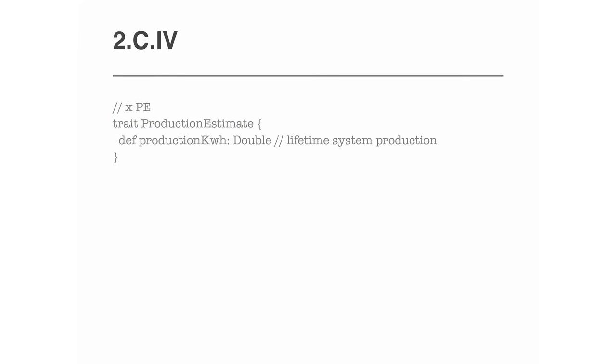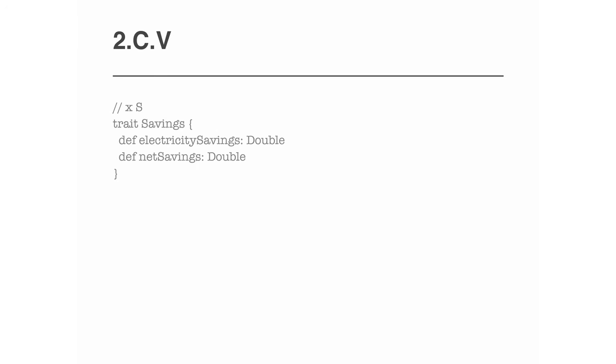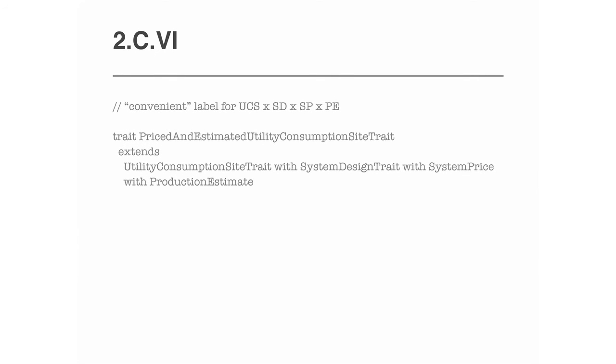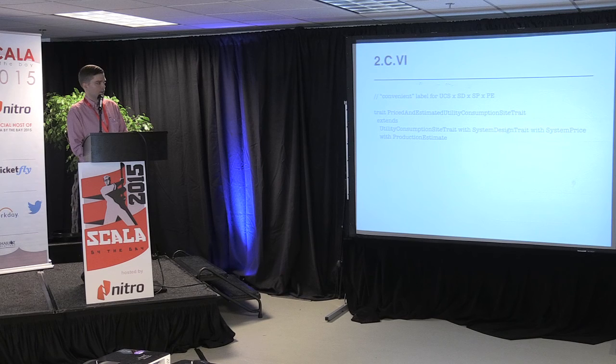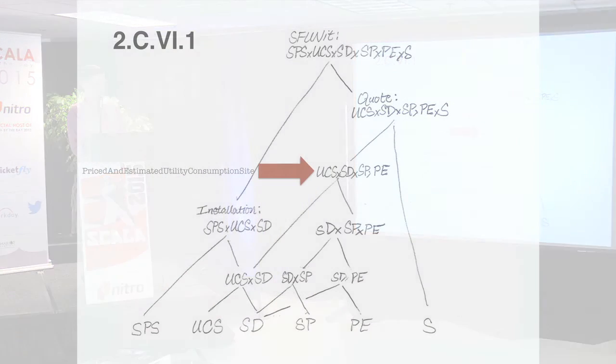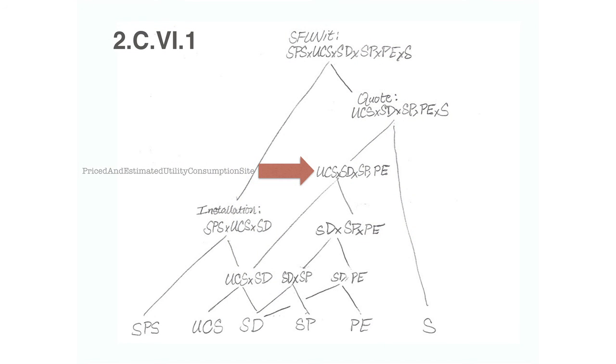Here's a production estimate. Here's a savings trait. And this would be like the net savings, and the electricity savings is how much you would save immediately off of your bill, and the net savings is taking into account the cost of the system over time. And so a way of imagining their intersection is this priced and estimated utility consumption site trait, right? And this is one of these intermediate representations, and so it sounds pretty complicated, but really it's just this. It's just this node here that exists right before savings can be applied.